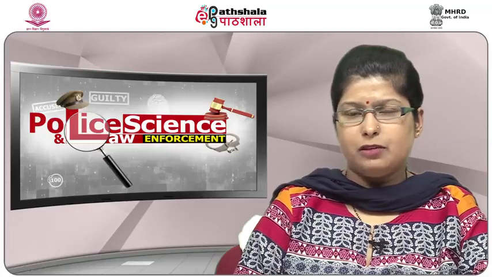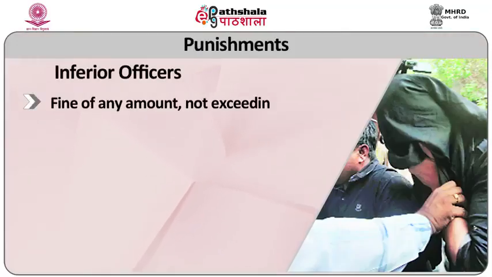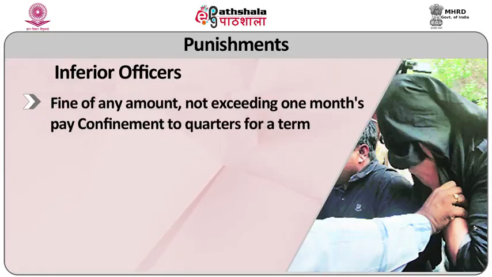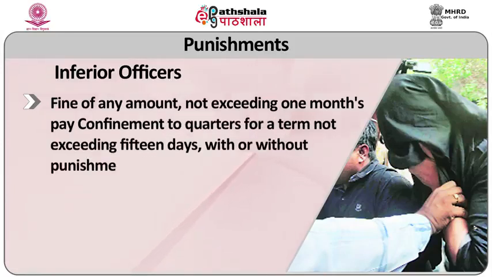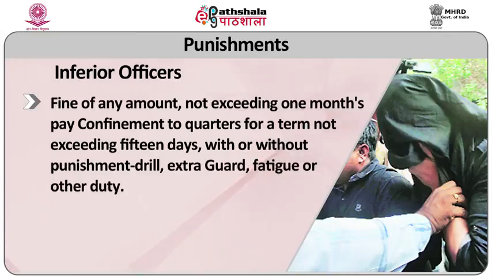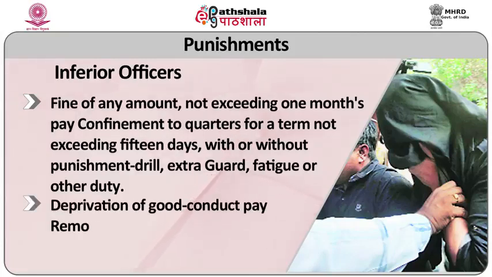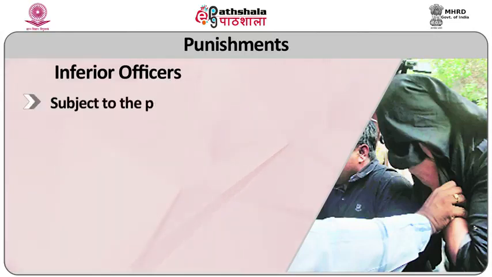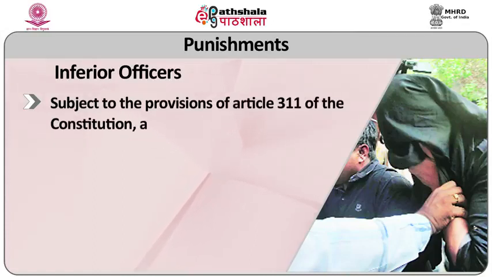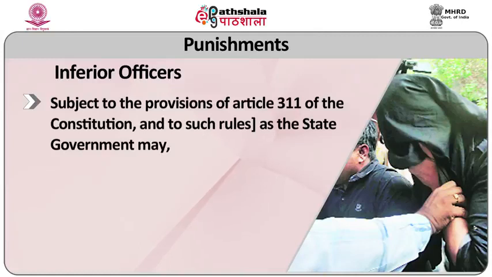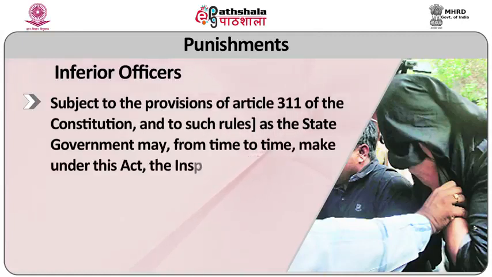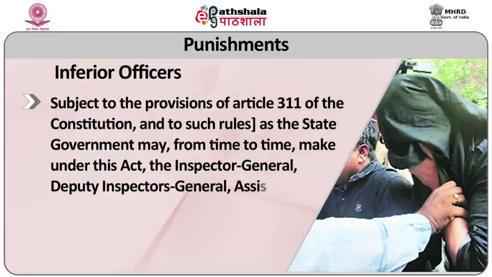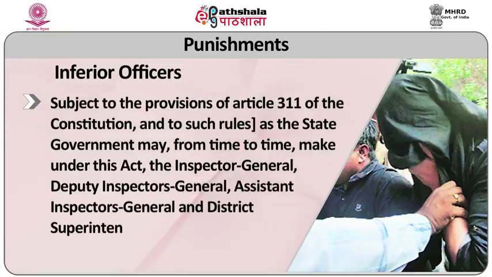These punishments may be as follows: fine of any amount not exceeding 1 month's pay, confinement to quarters for a term not exceeding 15 days, with or without punishment drill, extra guard, fatigue or other duty, deprivation of good conduct pay, removal from any office of distinction or special endowment, subject to the provisions of Article 311 of the Constitution and to such rules as the state government may from time to time make under this Act. The Inspector General, Deputy Inspector General, Assistant Inspector General and the District Superintendent of Police.